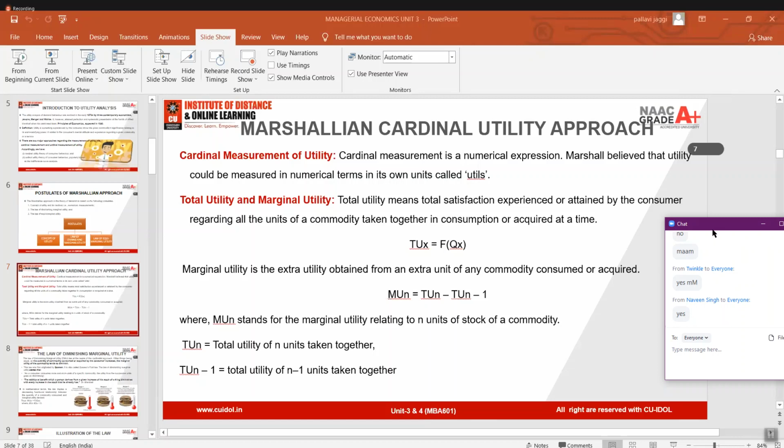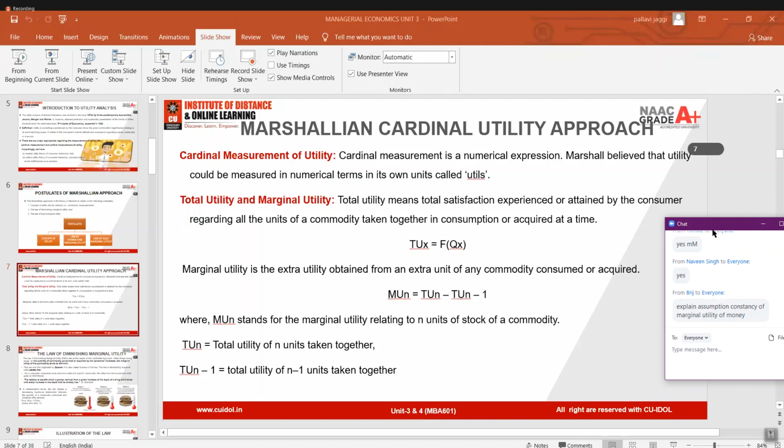So when you aggregate all these utils, you are getting 45 as total. So this 45 is your total utility. Total utility means total satisfaction after consuming all the 3 commodities. When you are consuming 1 to 3 units in total, you are getting 45 satisfaction. This is total utility. I hope this is clear now.